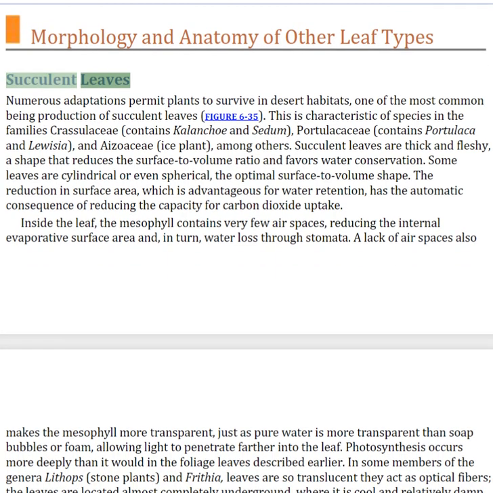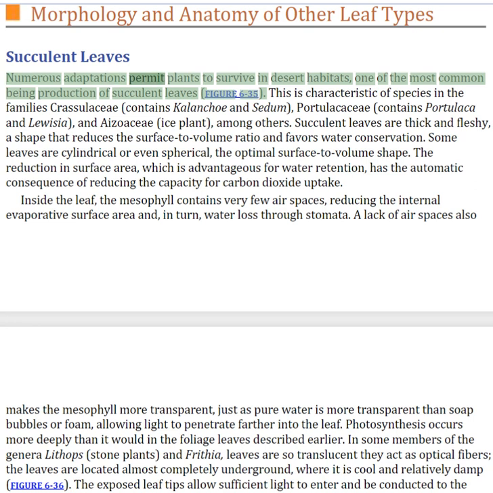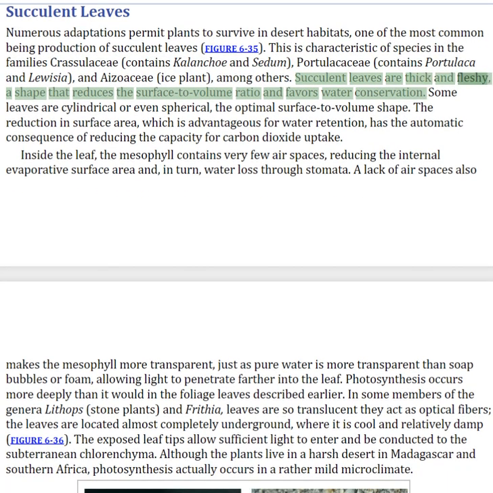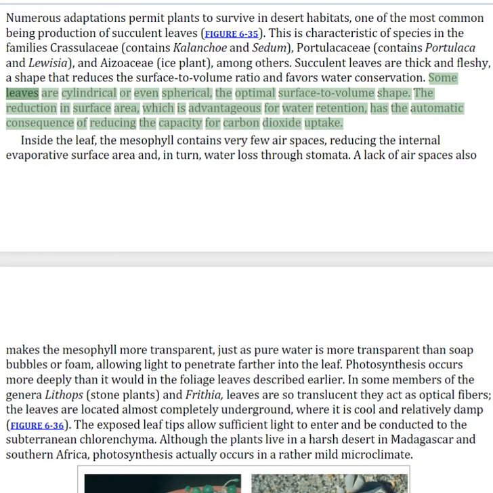Morphology and anatomy of other leaf types. Succulent leaves. Numerous adaptations permit plants to survive in desert habitats, one of the most common being production of succulent leaves. This is characteristic of species in the families Crassulaceae, Portulacaceae, and Aizoaceae, among others. Succulent leaves are thick and fleshy, a shape that reduces the surface-to-volume ratio and favors water conservation. Some leaves are cylindrical or even spherical, the optimal surface-to-volume shape.